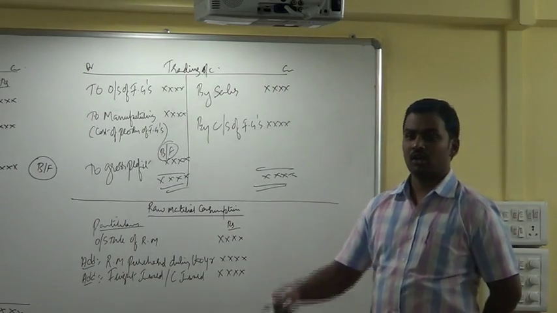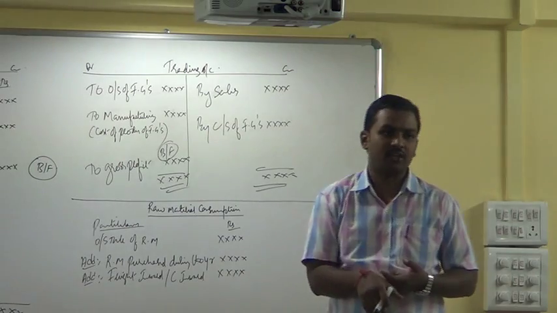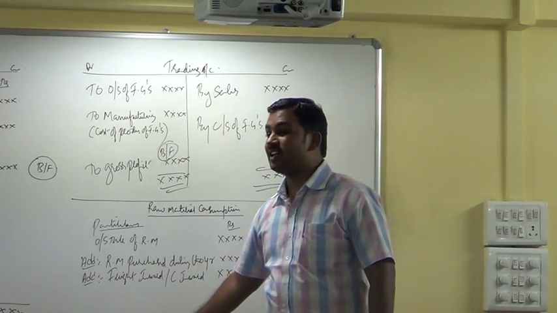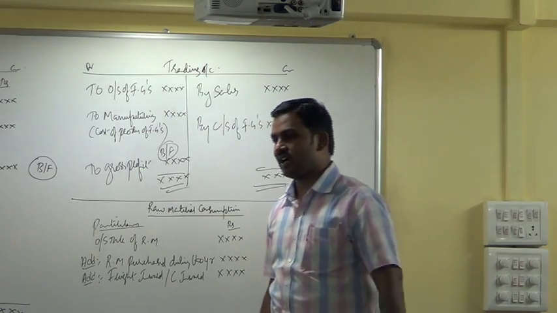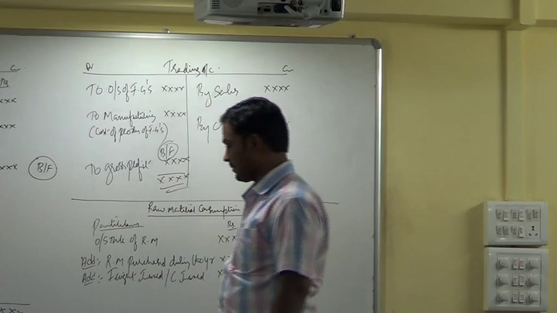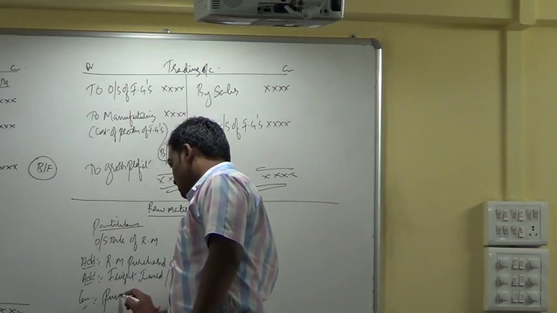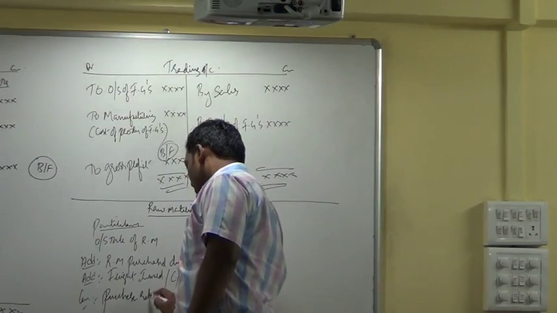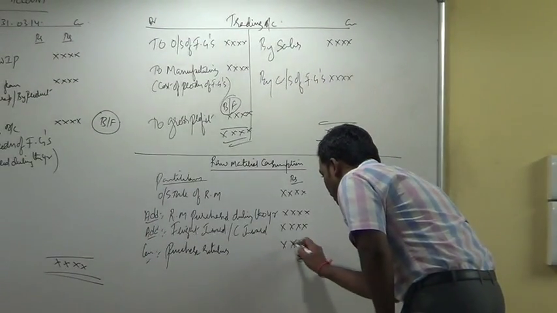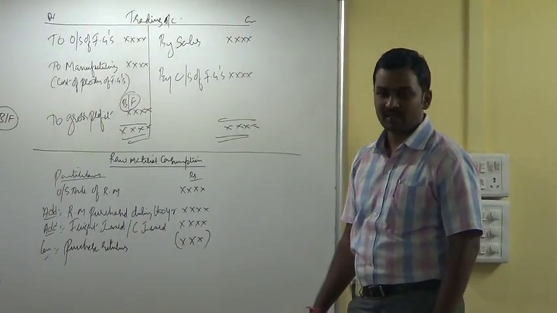What is freight inward? The expenditure incurred to transport raw material from the suppliers' godown to your factory godown. If it comes in a ship, it is freight. If it comes in a carriage, that is a truck, it is carriage. Carriage inward, right? Less purchase returns. Sometimes raw material is defective, so what may we do? We may return it to our supplier. So purchase return should be subtracted.